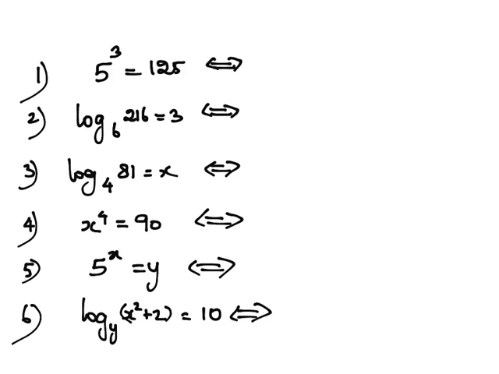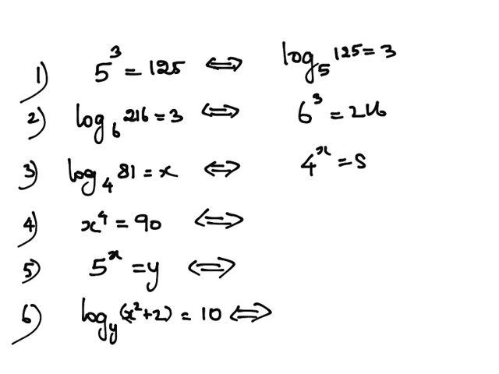The first one is in exponential form, so I should write it in logarithmic form. It will become log 125 to the base 5 equal to 3. So this is the first answer. The second one is 6 raised to 3 equal to 216. The third one is 4 raised to x equal to 81.